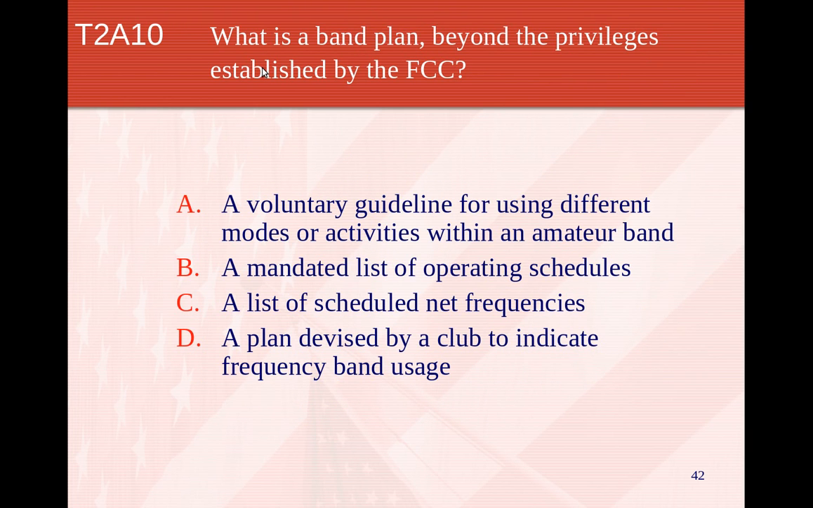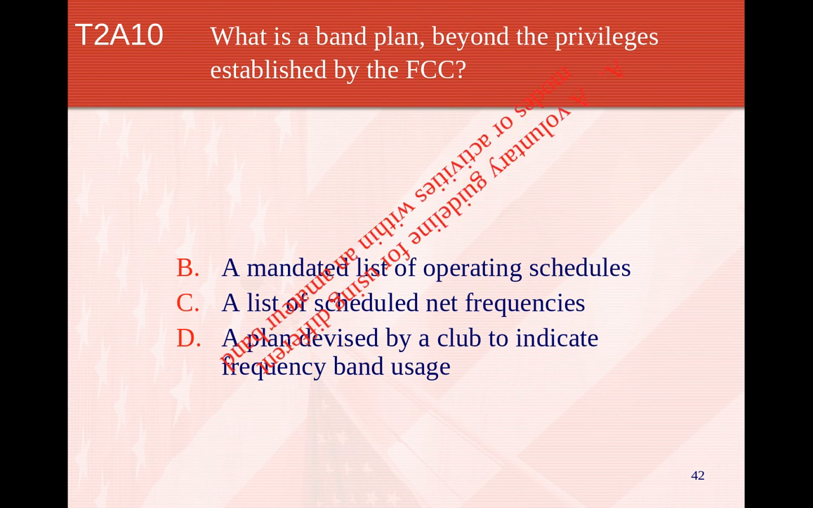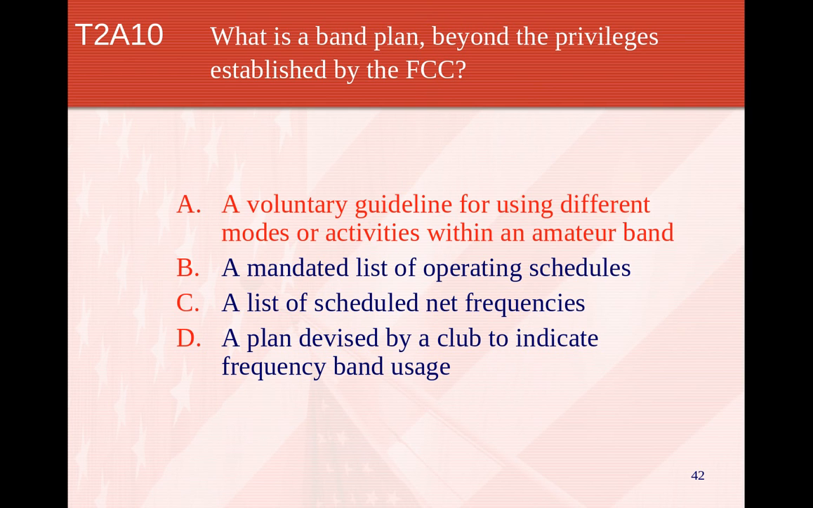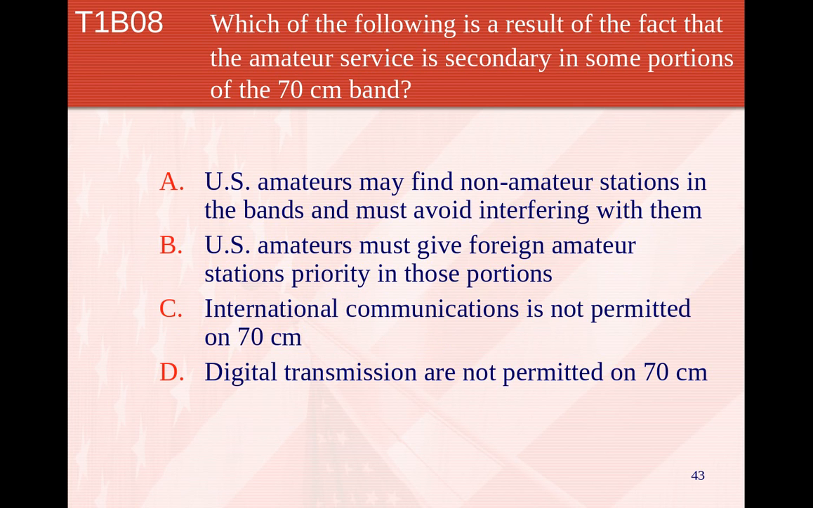What is a band plan? A band plan is a voluntary guideline for using different modes or activities within the amateur band. Which of the following is the result of the fact that amateur service is secondary in some portions of the 100 centimeter band? U.S. amateurs may find non-amateur station in the band and must avoid interfering with them.